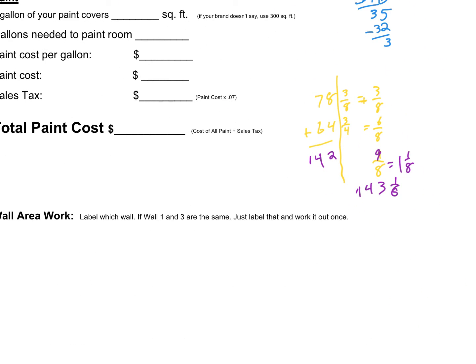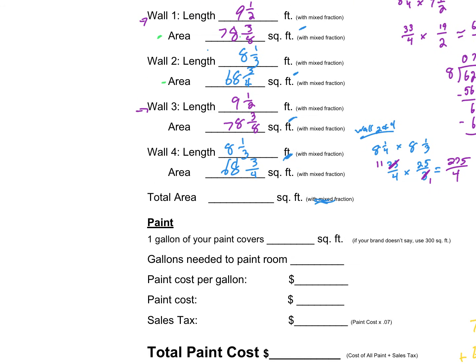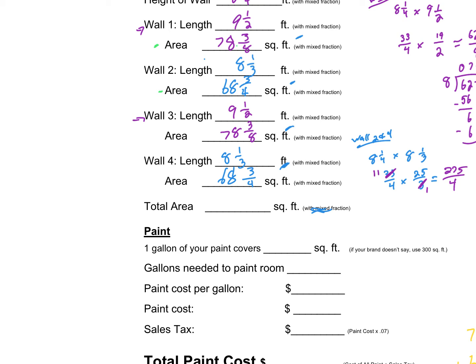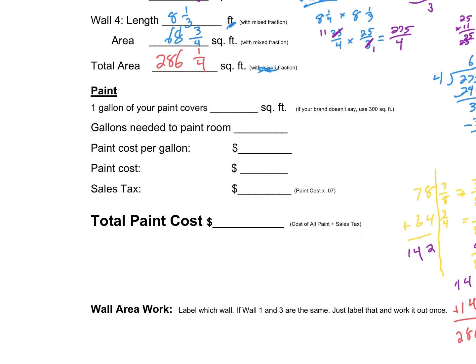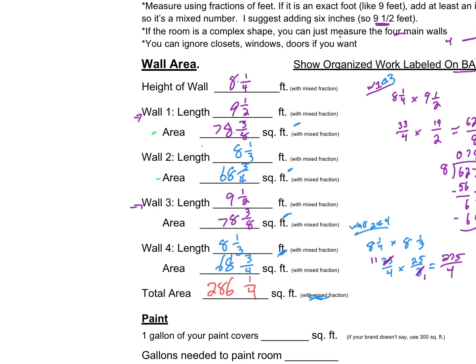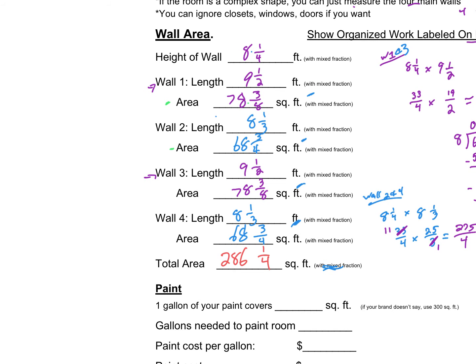Okay, so 2 walls are 143 1/8. If 2 walls are 143 1/8, we're going to double that, right? So the other 2 walls are also 143 1/8. So let's add those 2. So I have 2/8, which is 1/4, 286 and 1/4. Okay, so I gotta make sure my answer makes sense. 286 square feet, about 286. That means each wall was about 70. Looking back at my numbers, that looks good.